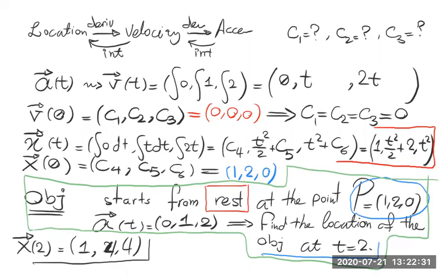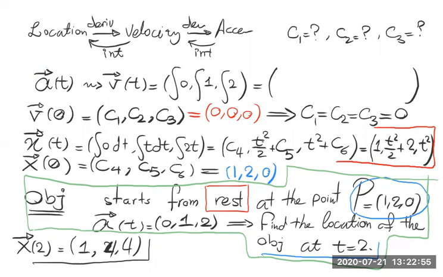So I have the acceleration, and I want to find the velocity. The velocity is going to be the integral of the acceleration. So it would be the integral of 0, 1, 2. The integral of 0 is going to be just a constant, C1.